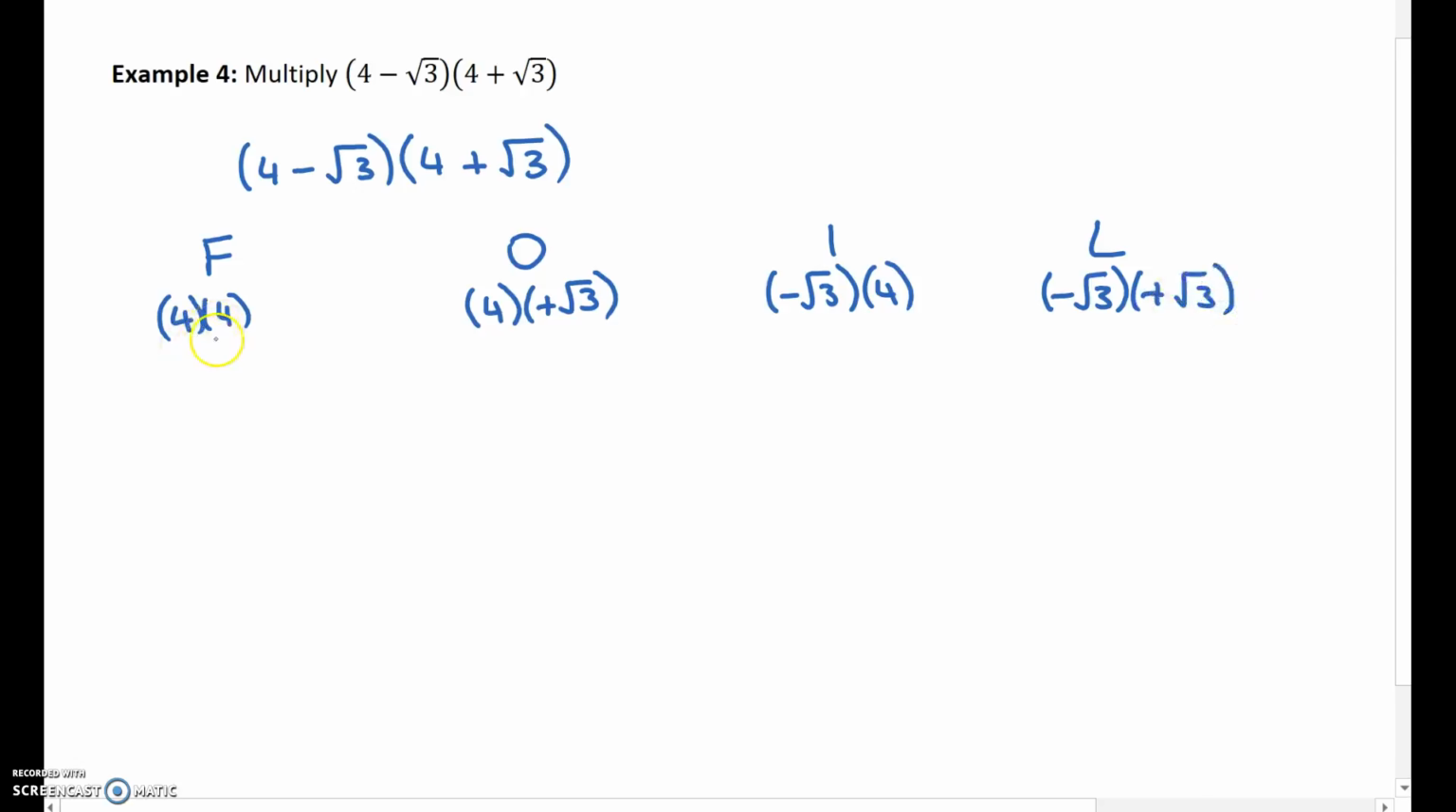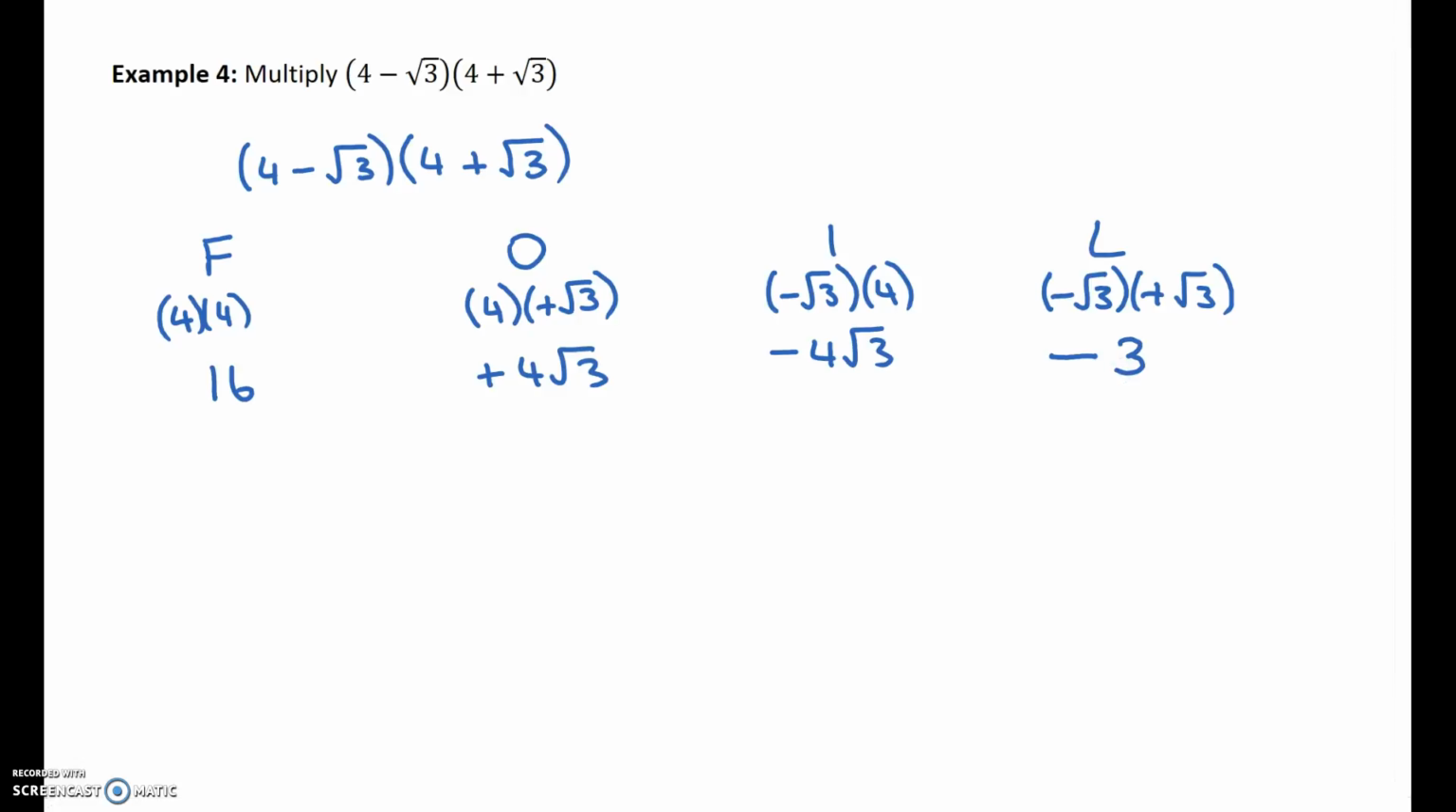Okay, so 4 times 4 is 16. 4 by positive root 3 is plus 4 root 3. Negative root 3 by 4 is negative 4 root 3. And negative root 3 by plus root 3: minus by plus is minus. Root 3 by root 3 would be the square root of 9, which is 3.